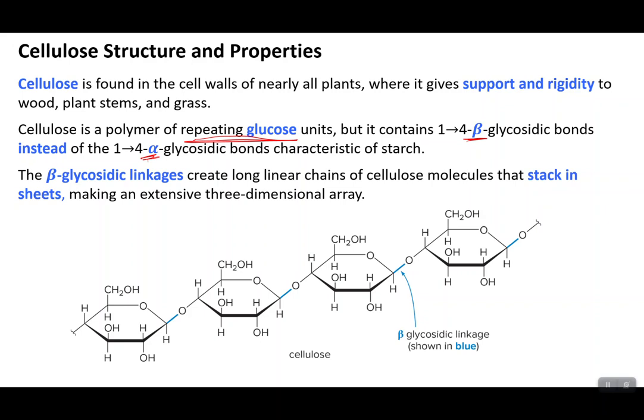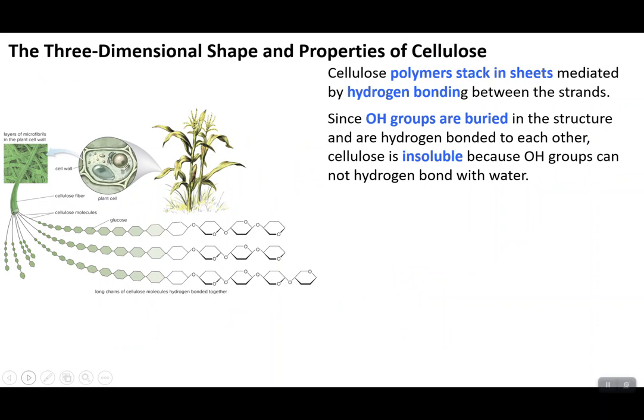So these beta glycosidic linkages end up creating these long linear chains. And the fact that they make these long linear chains because of the direction of this bond is what allows them to stack in sheets. And they're going to make very extensive three-dimensional arrays because of this bond. So let's look at that a little bit more closely. Here, this image is showing one linear polymer, meaning there is no branching. That is one linear polymer of repeating glucose units, which is cellulose. And as these polymers stack together, they form these very fibrous structures. So cellulose polymers will stack in sheets, and the stacking is mediated by hydrogen bonding.